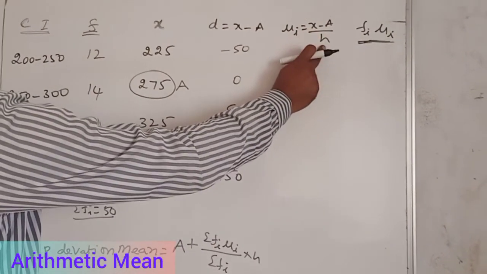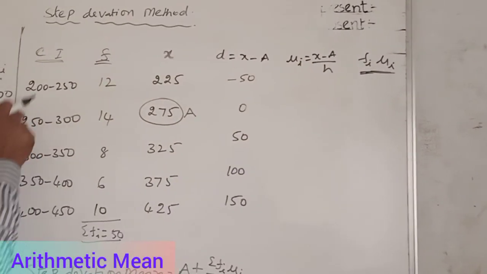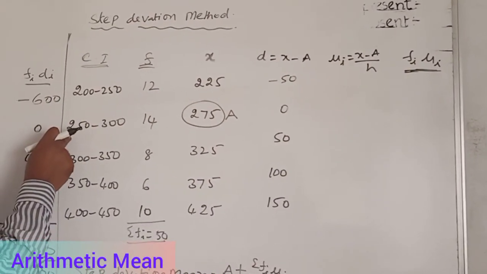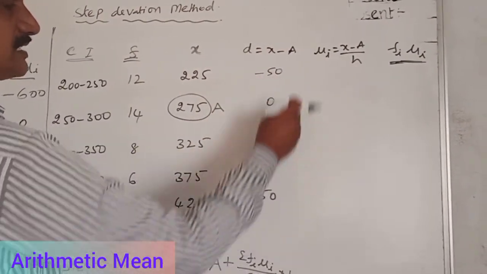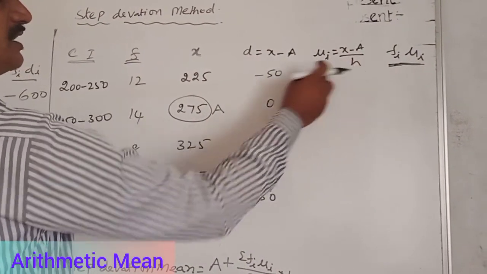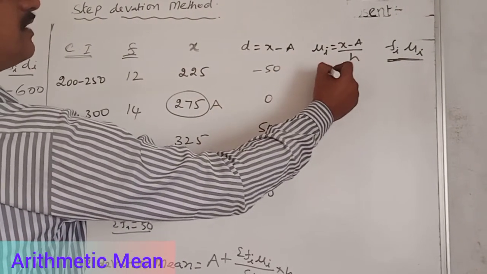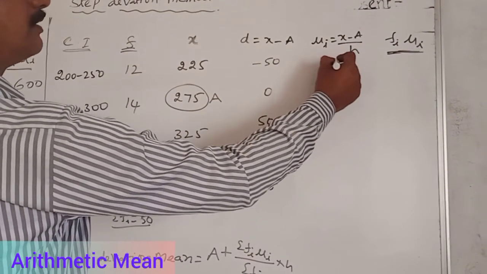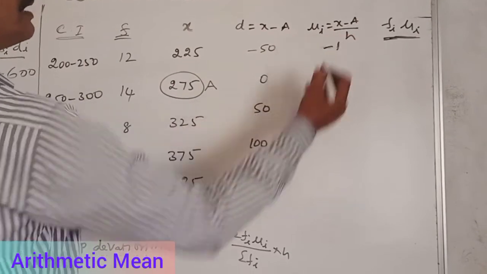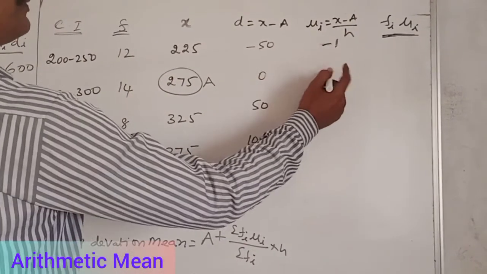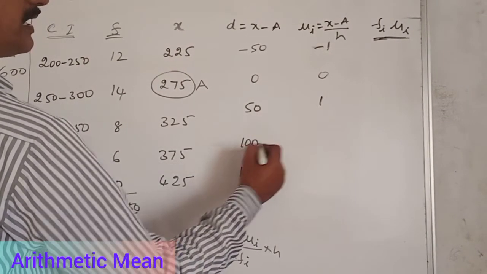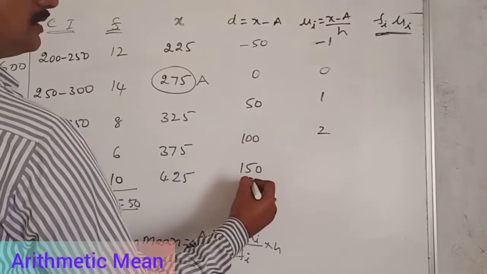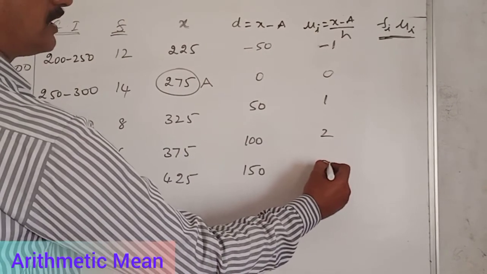h is the value, what is it? Class size or class interval. What is the class size value? 50. So x minus A, already we know, divided by h. Minus 50 by 50 equal to minus 1. 0 by 50 equal to 0. 50 by 50 equal to 1. 100 by 50 equal to 2. 150 by 50 equal to 3.